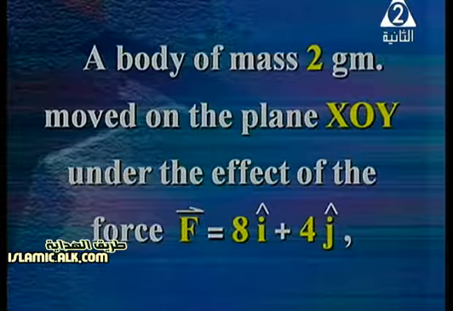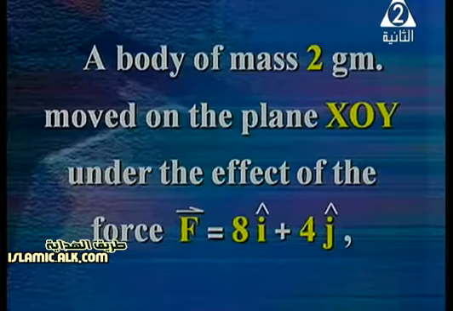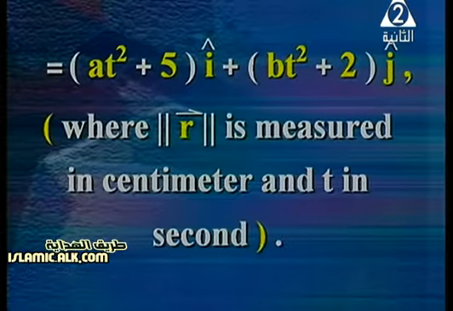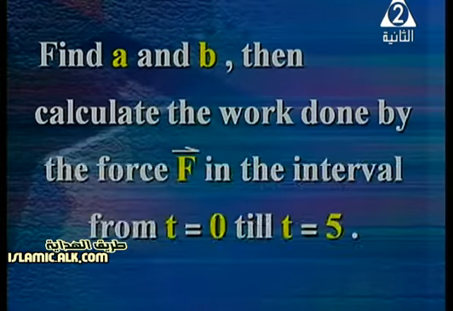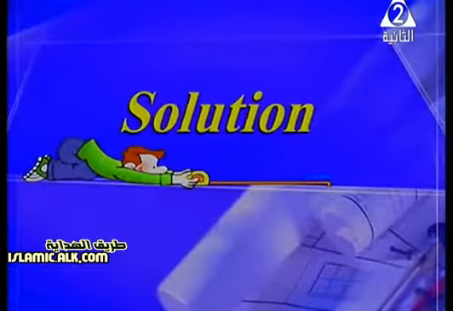A body of mass 2 gram moved on the x-y plane under the effect of the force F vector equals 8i plus 4j. The displacement r equals (a t squared plus 5) i vector plus (b t squared plus 2) j vector, and the norm r is measured in centimeter and t in second. Find the values of a and b, then calculate the work done by the force F in the interval from t equals 0 till t equals 5. Solution.